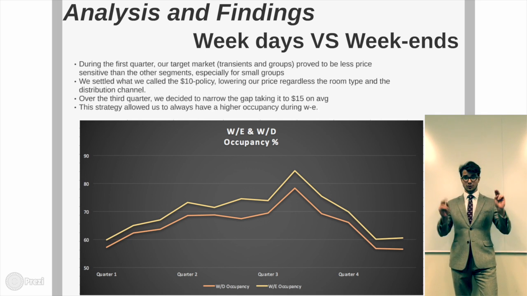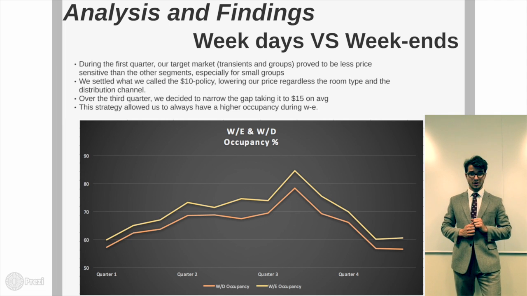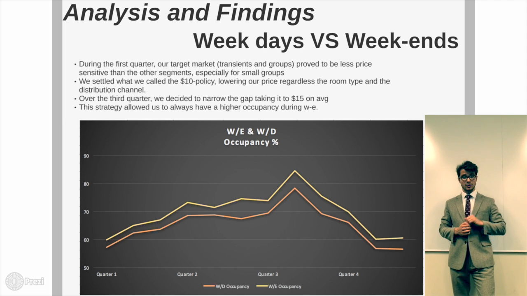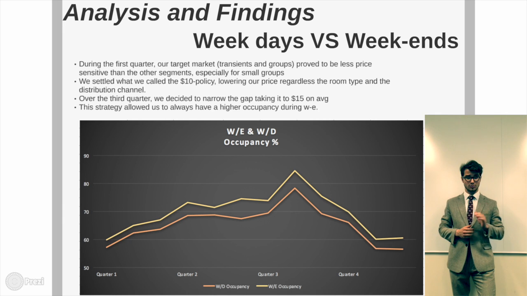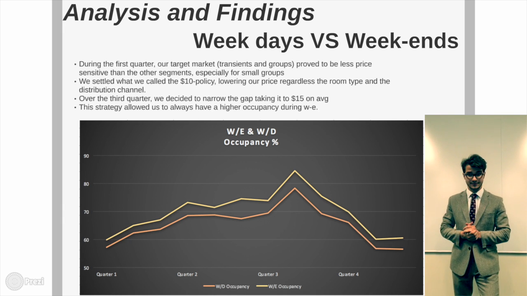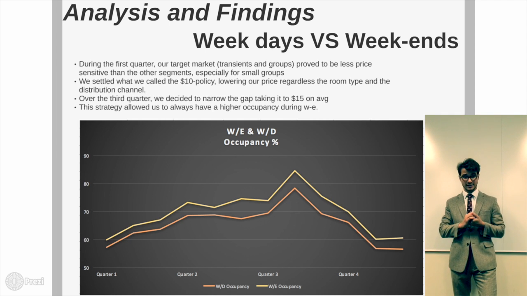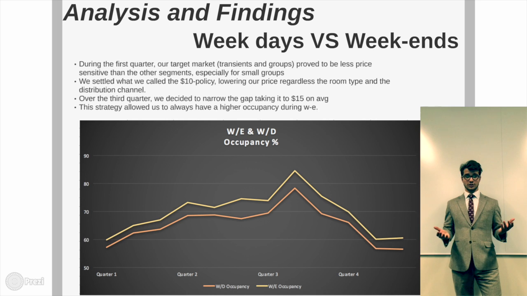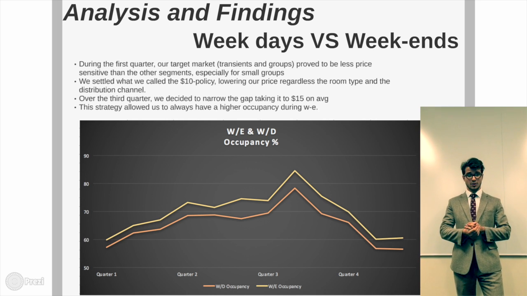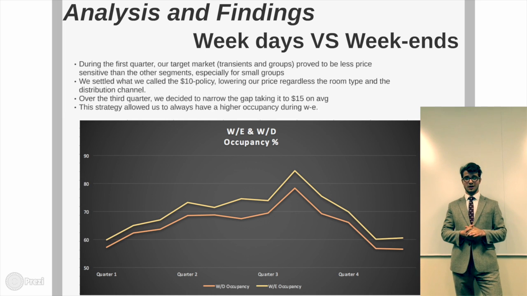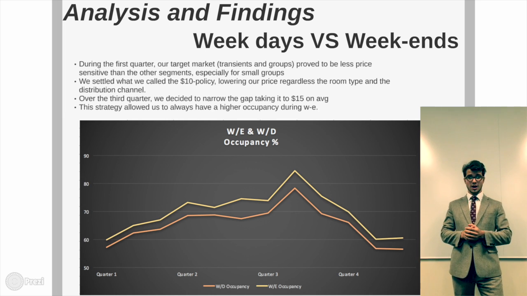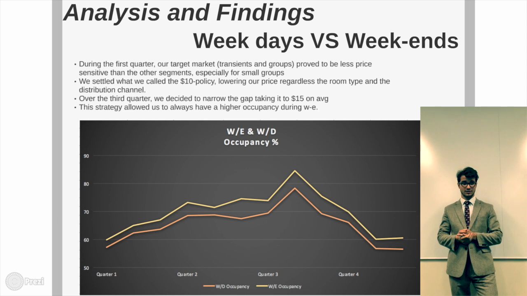We settled what we call the $10 policy, lowering the price of the room by $10, regardless of the room type and the distribution channel. We kept that policy up and expanded it. As of the second quarter, the rates were $40 less during the weekends. It was efficient since we attracted customers the competition did not really focus on without investing in anything. Nevertheless, a different procedure focusing on other objectives could have helped us optimize sales.